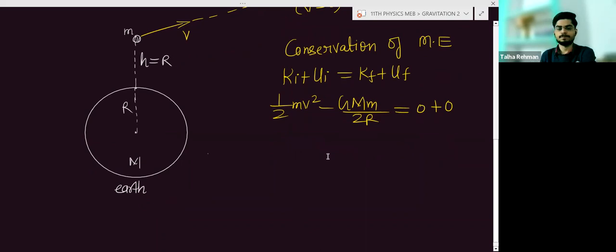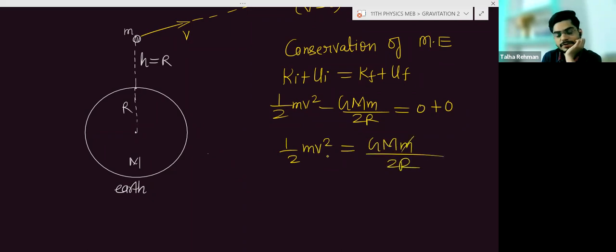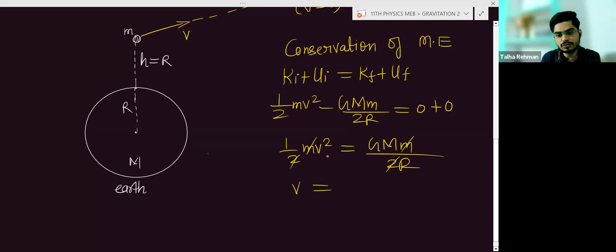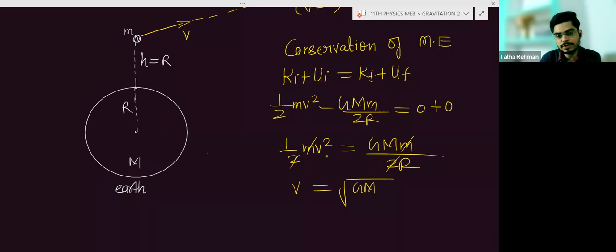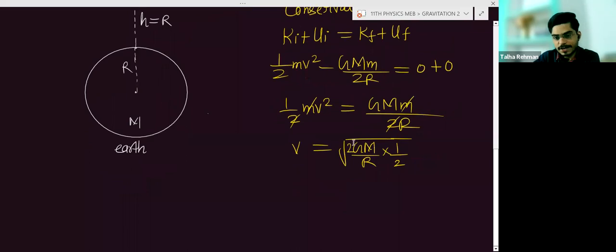Now you can solve it. It is half mv square. This is equal to G capital M small m divided by 2r. M and m will cancel out, and the 2 and 2 will cancel out. It will be v is equal to under root of GM by r. So you can multiply this with 2, and you can divide with 2. So under root 2GM by r is what? Under root 2GM by r is the escape velocity when you are throwing the body from the surface, and here is one under root 2.